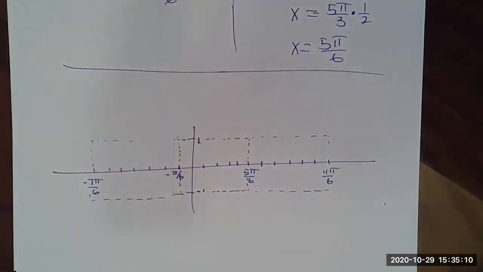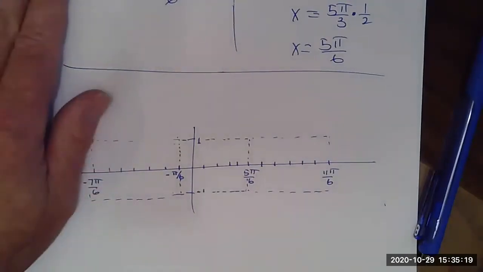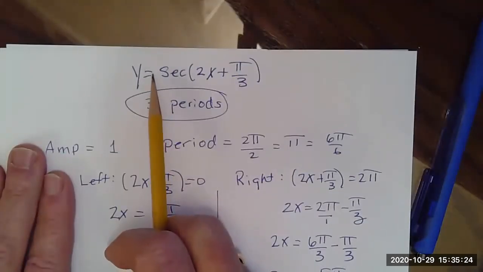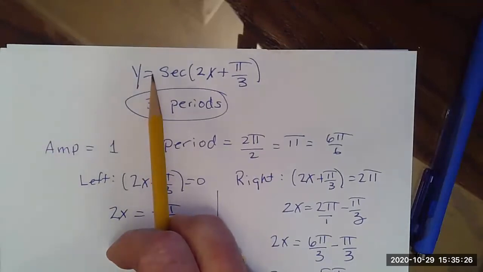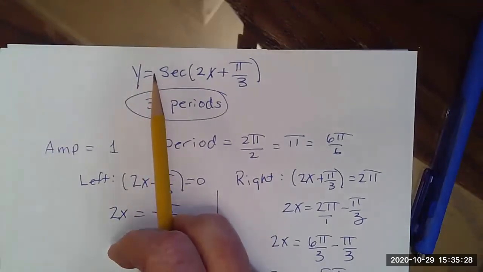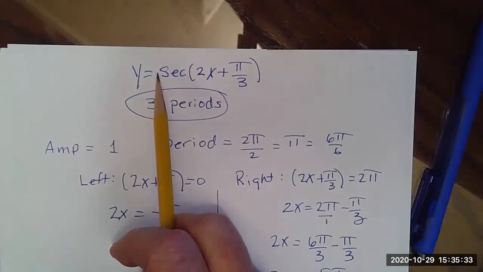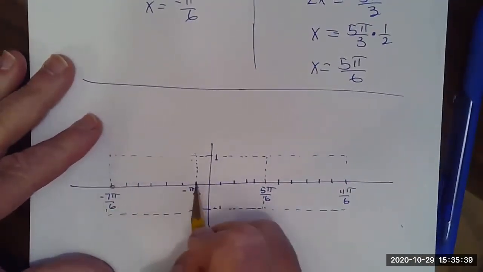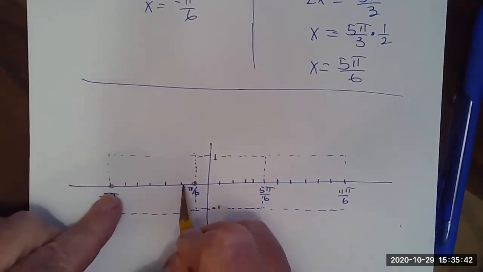Okay, now I've got my 3 boxes, and a little more complex, a little harder one. If there was a negative out here in front, remember, negatives cause it to be reciprocal. That's a little bit more complex. There's no negative here. All right, so that means right there and right there and halfway in between.